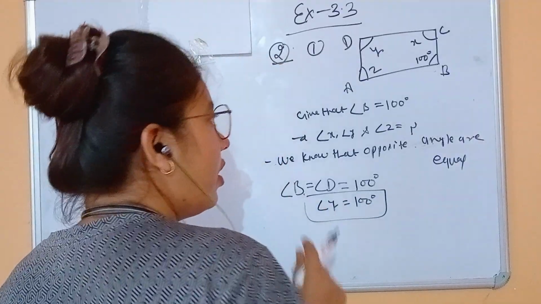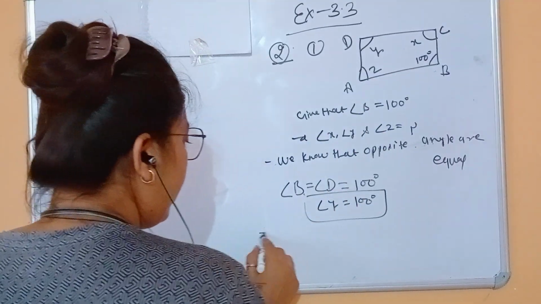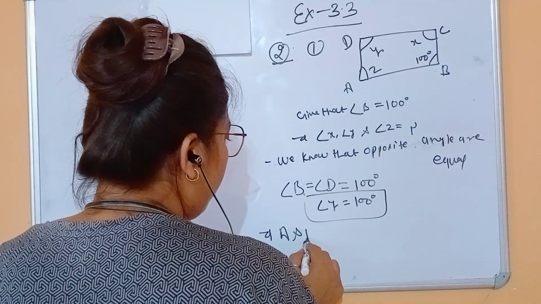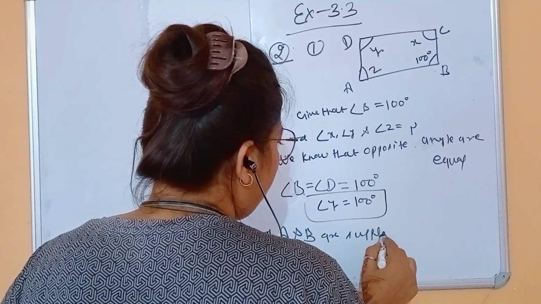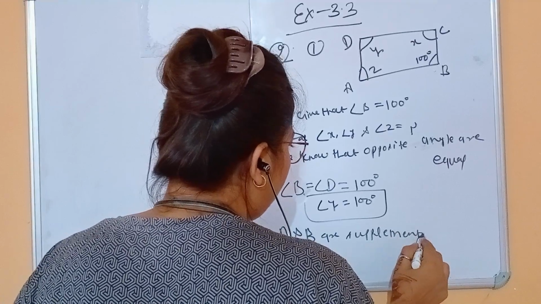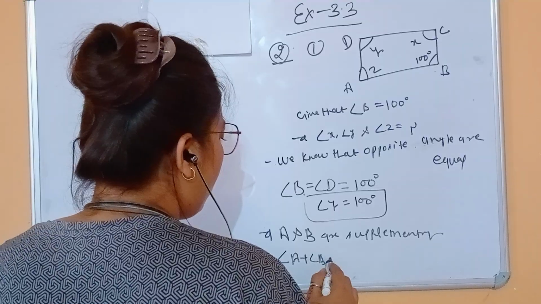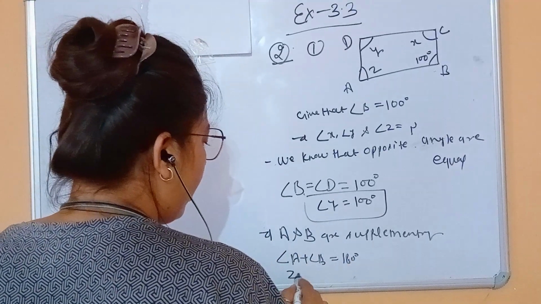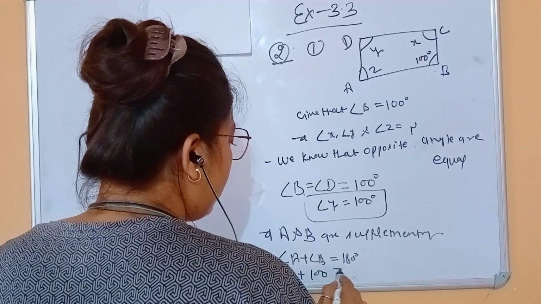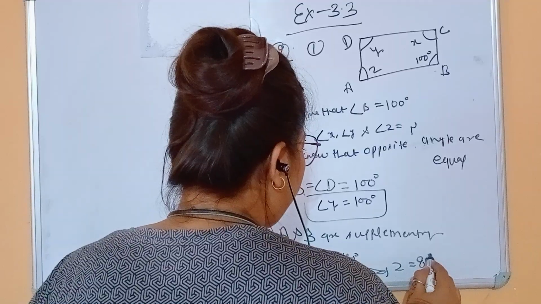So now we easily see here A and B are supplementary angles. So angle A plus angle B is 180 degree. Angle A is given as Z, angle B is given as 100. So from here we find Z is equal to 80 degree.